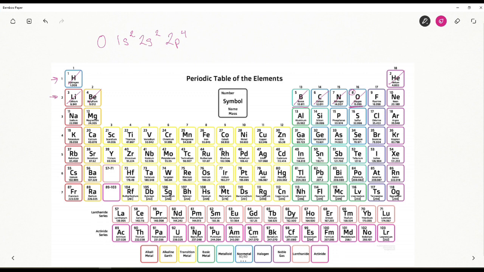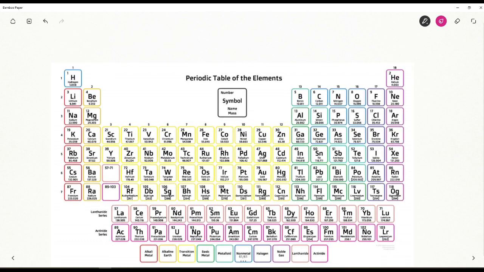Now for my double check, I'm going to add up my superscripts and make sure I have the correct number of electrons. So I have 2 plus 2 plus 4. Yes, I have 8 electrons. Let's clear everything out again, and let's do magnesium next.